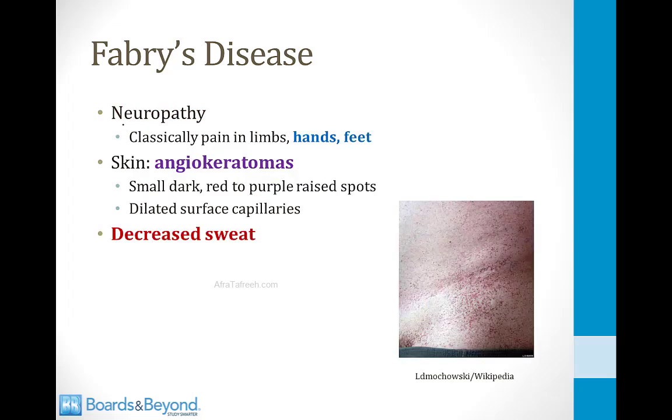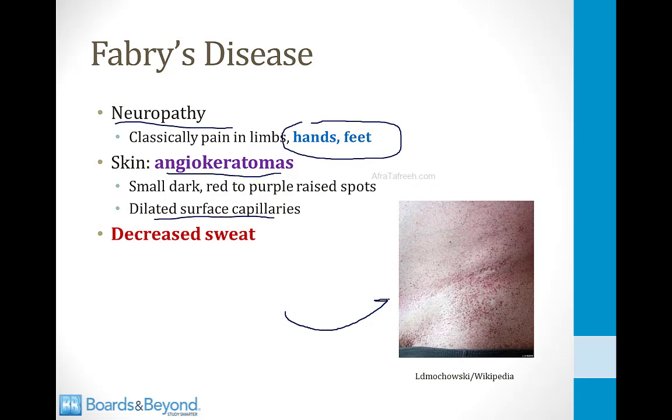The biggest problem for people living with Fabry's disease is pain. They develop a neuropathy that classically involves the limbs, especially the hands and feet. This can be a very painful condition and can be very difficult to treat. On their skin, they develop angiokeratomas. These are small red to purple raised spots that come from dilated surface capillaries. This is a picture of angiokeratomas on the trunk shown on the screen here. And then finally, people with Fabry's disease have decreased sweat.